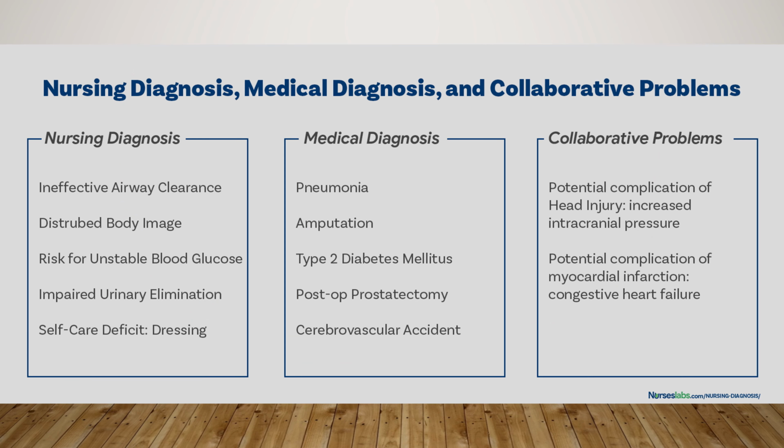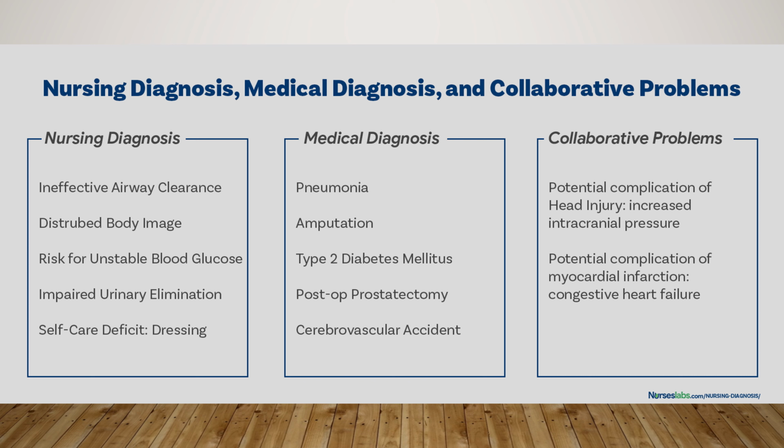Let us see some examples of the nursing diagnosis and medical diagnosis as well as the collaborative problems. For example, if a patient has a medical diagnosis of pneumonia, the nursing diagnosis will be ineffective airway clearance. If a patient has a medical diagnosis of amputation, the nursing diagnosis can be disturbed body image. If a patient has a medical diagnosis of type 2 diabetes mellitus, the nursing diagnosis for the same patient can be risk for unstable blood glucose.